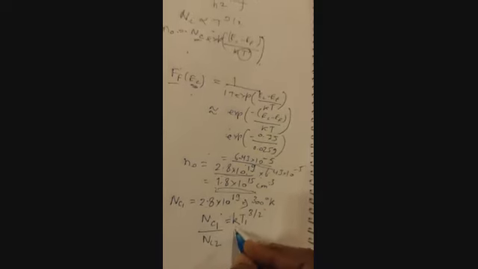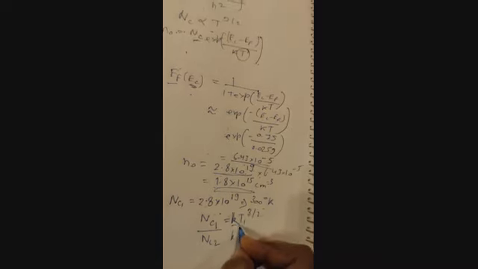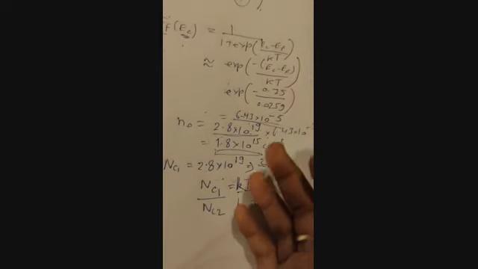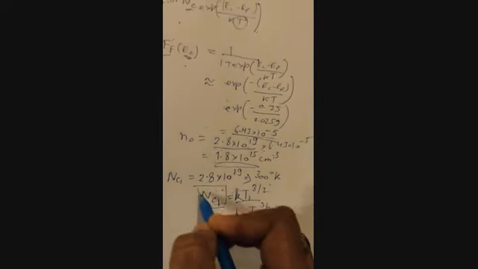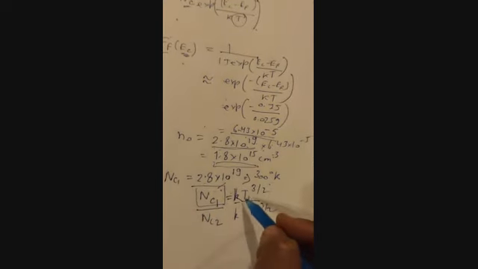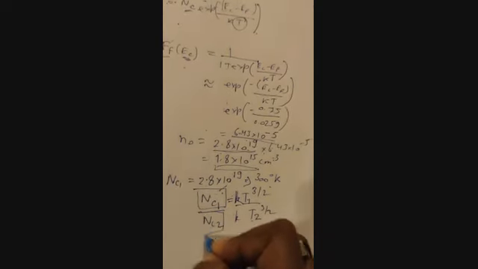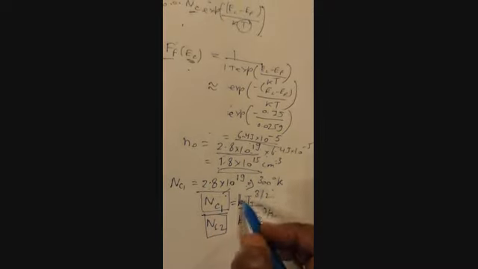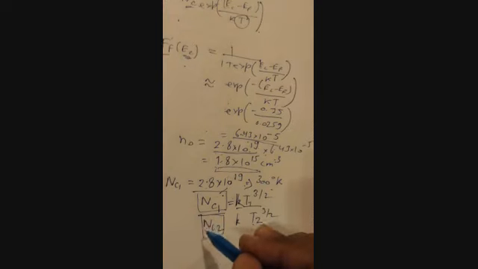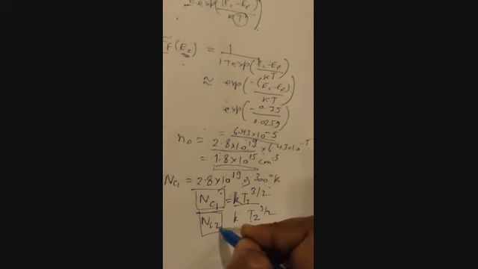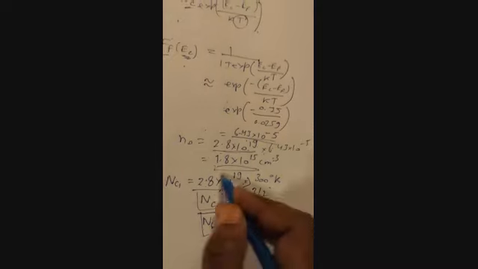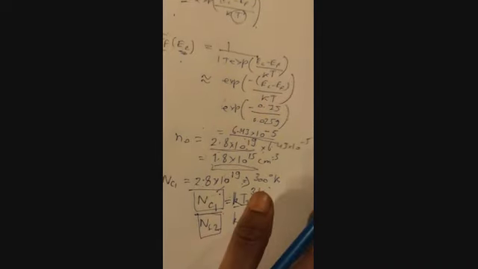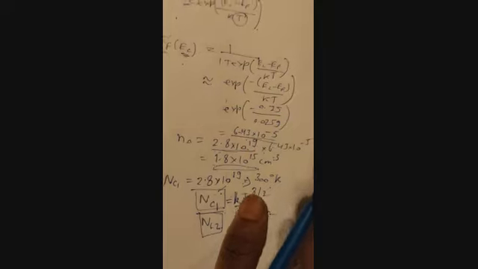Now the constant will be cancelled out, and we get T2 to the power 3/2. In this case, which thing is unknown to you? NC1 you know, that is 2.8 × 10^19, and T1 is 300 Kelvin. T2 you know, NC2 you don't know. With four variables, three are known, so you can easily get the value of NC2. Now things will be clear for you, how you have to proceed.